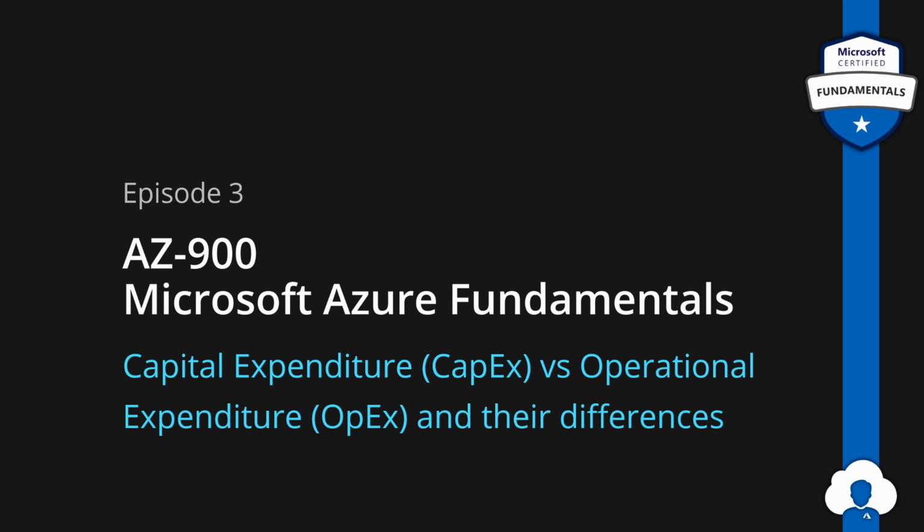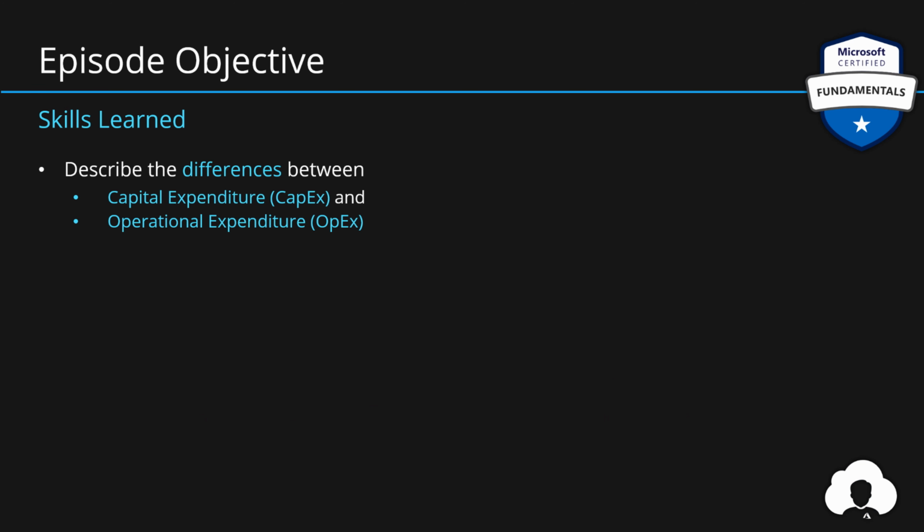The learning objective for the third episode is quite simple. We will learn about capital and operational expenditure, because expenditure is an action of spending your company funds, and how your expenditure differs whenever you're purchasing servers from the cloud or for your on-premise environment.